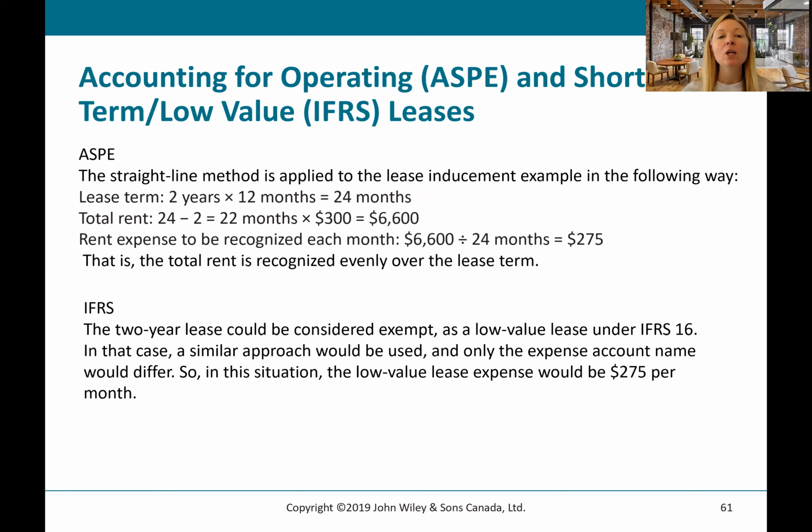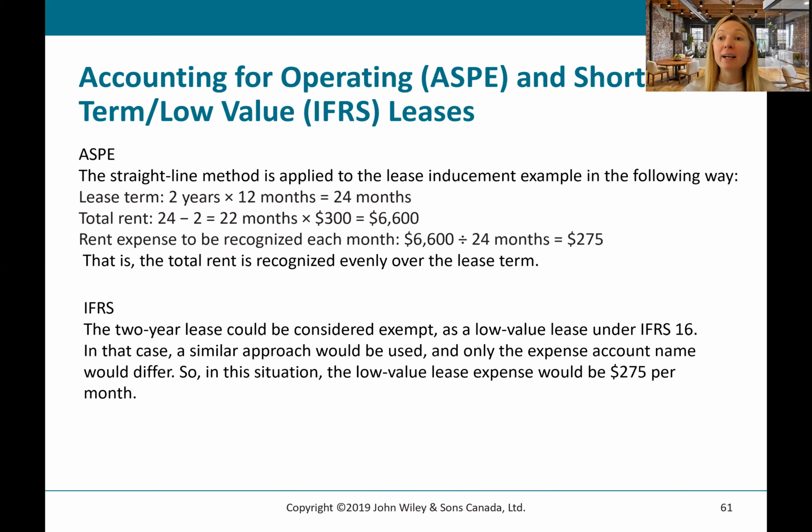Well, under ASPE, we're going to recognize it this way. It's 2 years times 12 months, which is 24 months. So the total rent is going to be 24 minus 2, 22 months times 300, which is $6,600. Then if we recognize 6,600 over 24, it means we're going to only recognize $275 per period. So we're basically just evening out the discount we got in the very beginning, to see how it would impact if we spread it across the whole period.